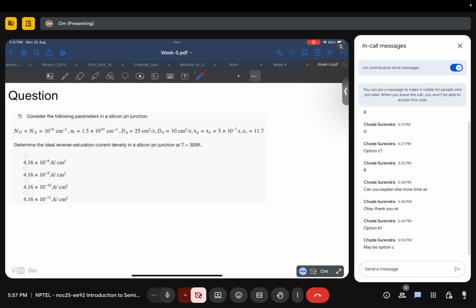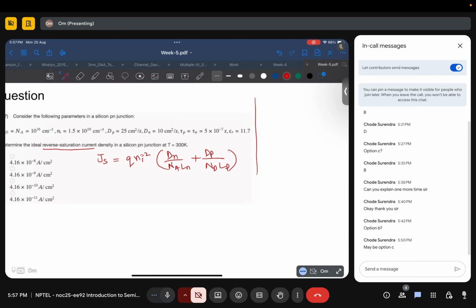We have to determine the ideal reverse saturation current density in a silicon PN junction at 300 Kelvin. So I just wrote this formula for the ideal reverse saturation current: Js is q Ni square, Dn upon Na Ln plus Dp upon Nd Lp, right?